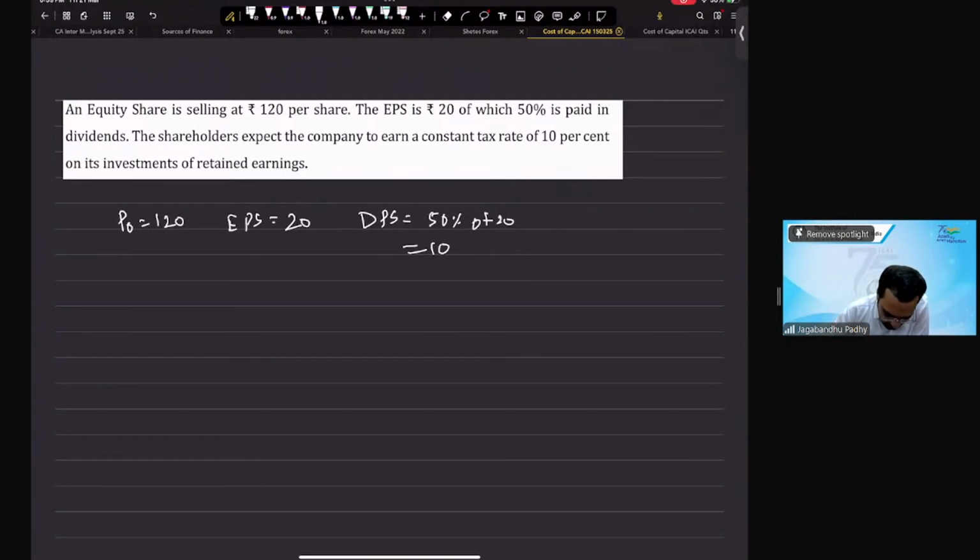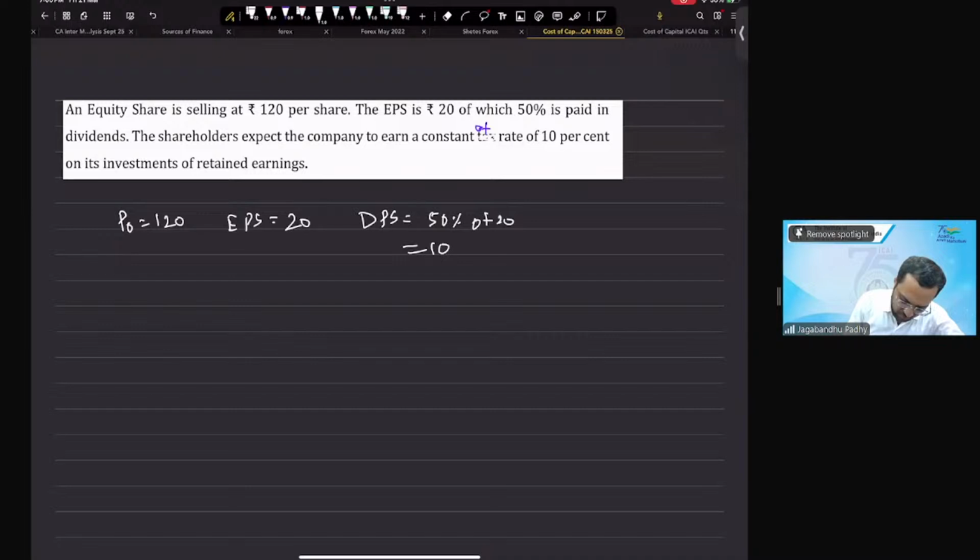Now, EPS of 20, of which 50% is paid as dividend, the shareholder expects the company to earn a constant rate of 10%. If it is growing at a constant rate of 10%, D1 is going to be D0 into 1.1. Okay, this is a different thing, sorry. The shareholder expects the company to earn a constant rate of 10% on the retained earnings.